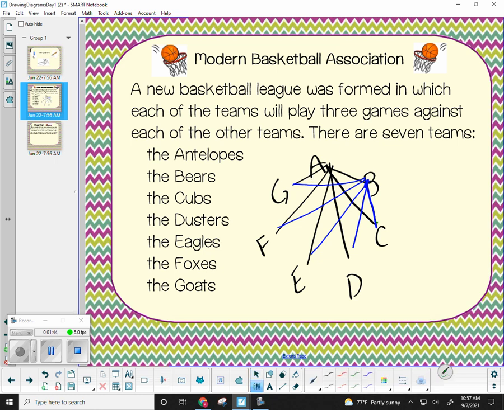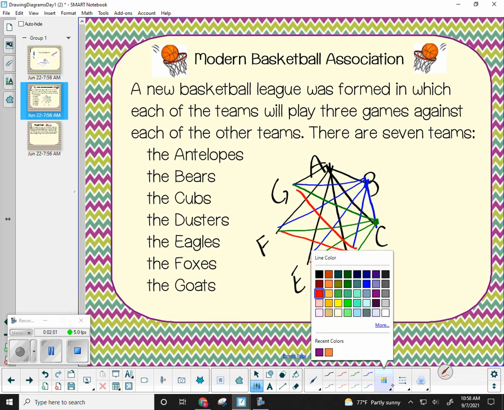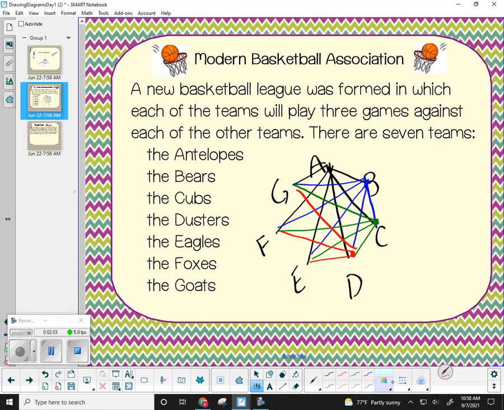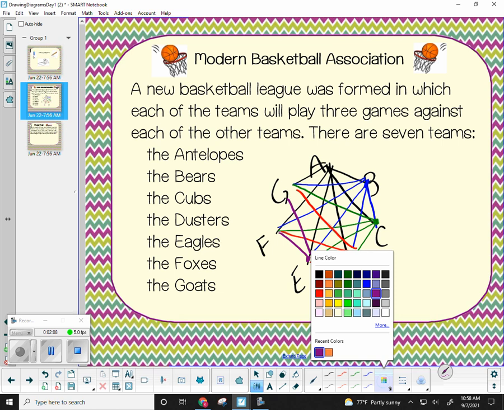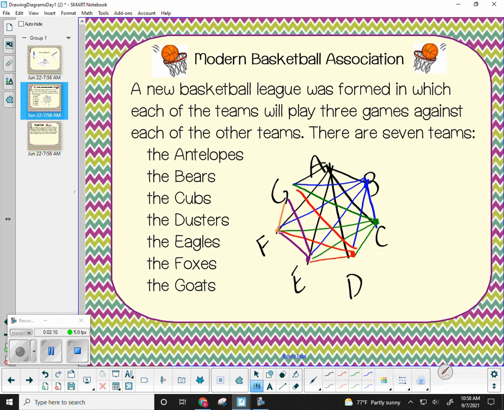So we'll start with the Cubs. It'll be 12, 13, 14, 15. Now we have 16, 17, 18. And 19 and 20. Finally, up to G here is 21. So if everybody plays each other one time, we have a total of 21 games, right?